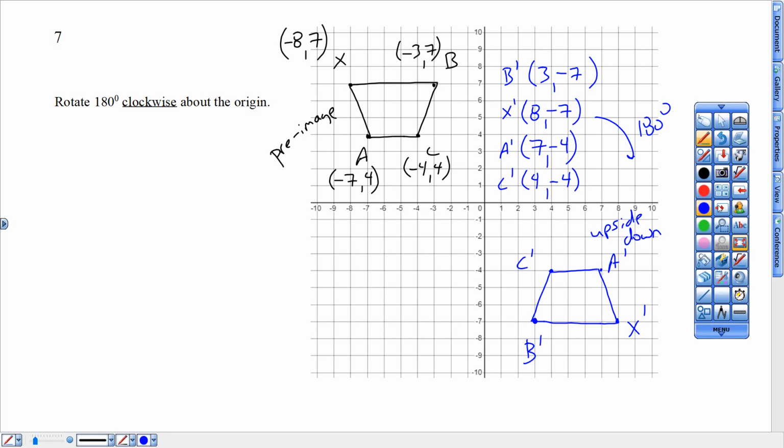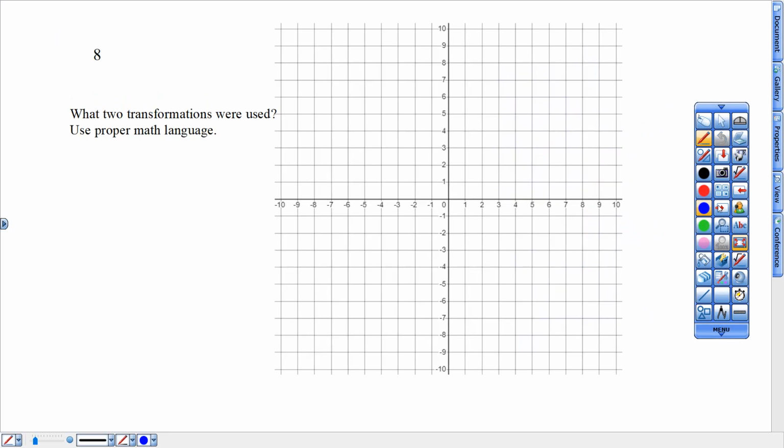All right, number 8, 3 more. For number 8, I want to check your drawings here. The original C, -5, 6 right here. That is C. Then B looks like -7, 8. And then A is -8, 4. Draw that.